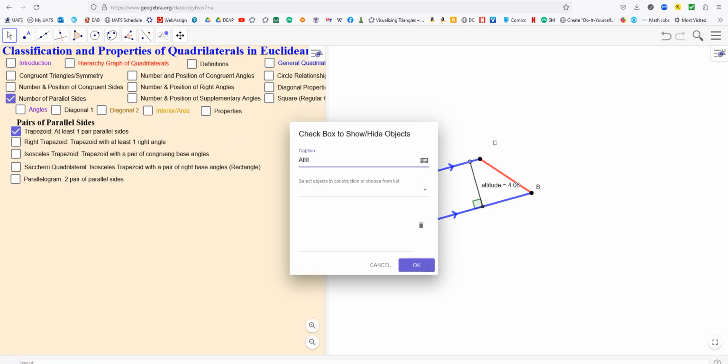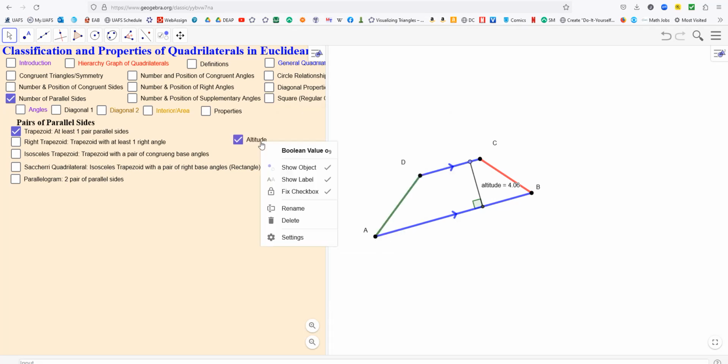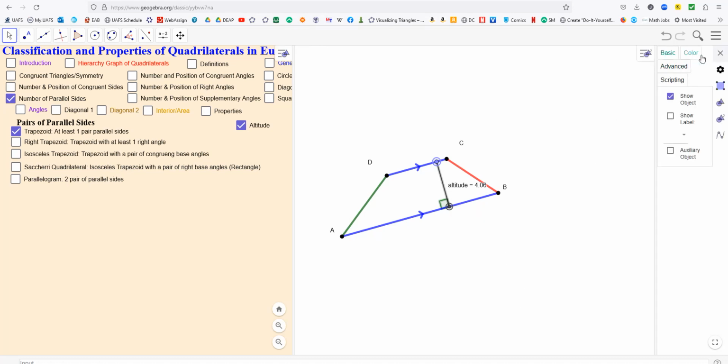where we can hide and show the altitude. That's 09. So let me go ahead and just click all of those, go to settings, advanced, and say 09. Yeah, lowercase o, sub 9, I believe.